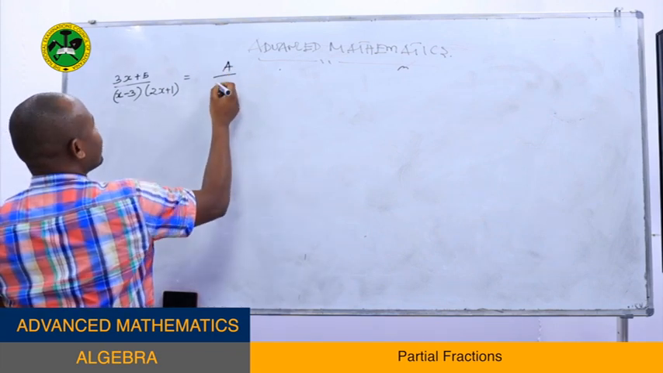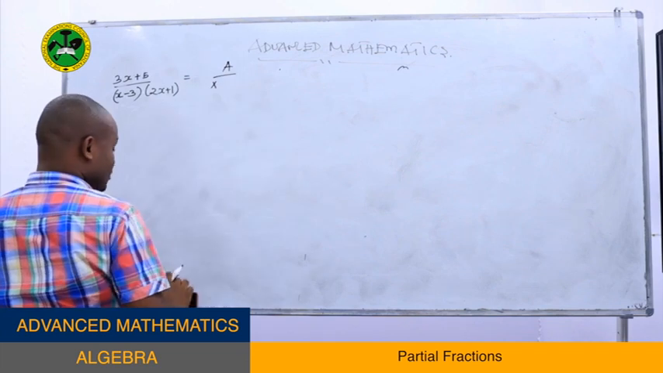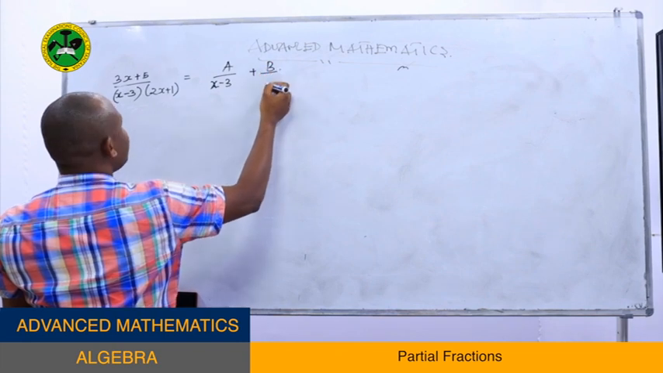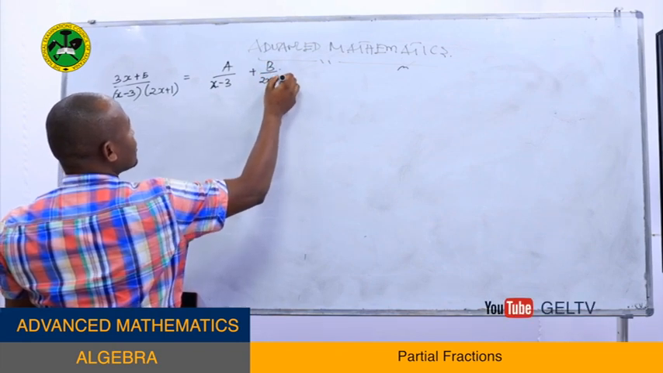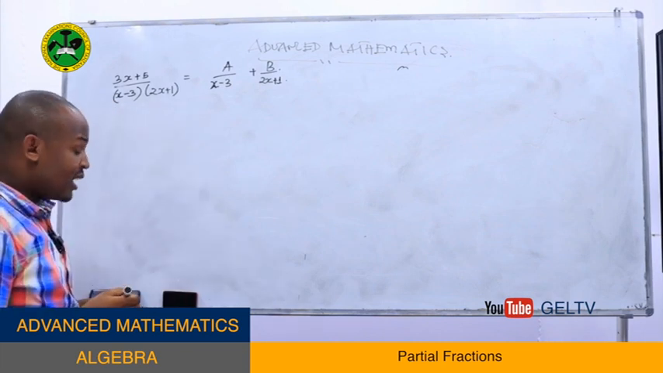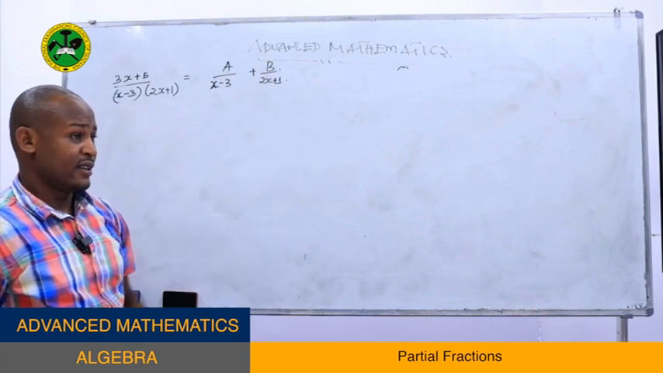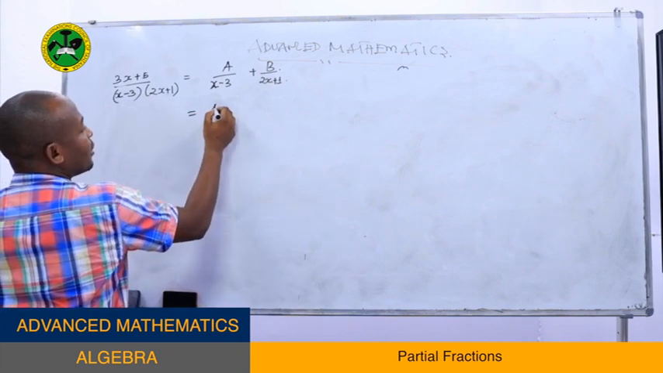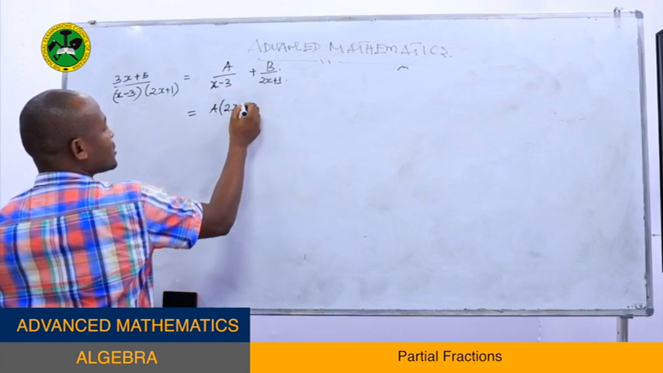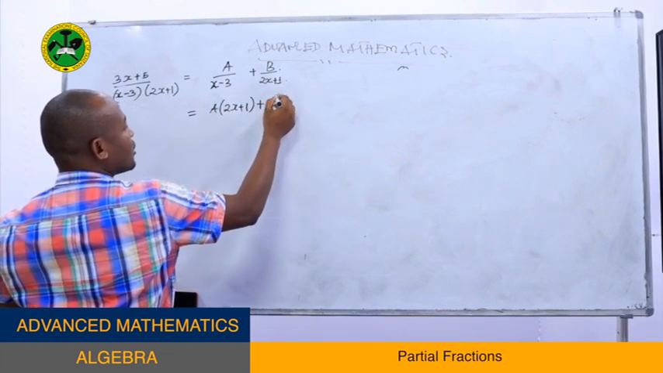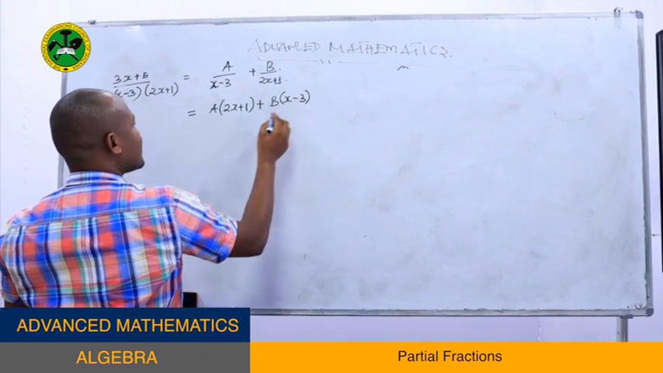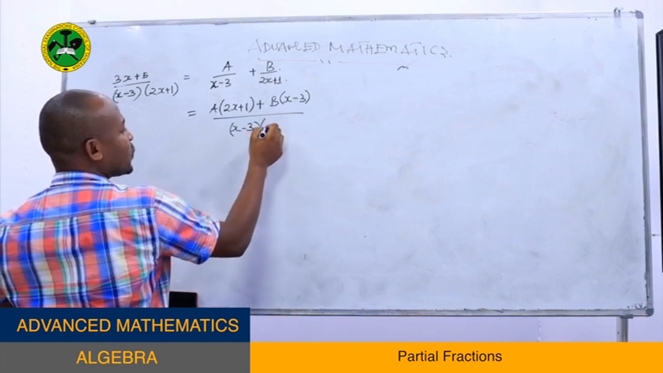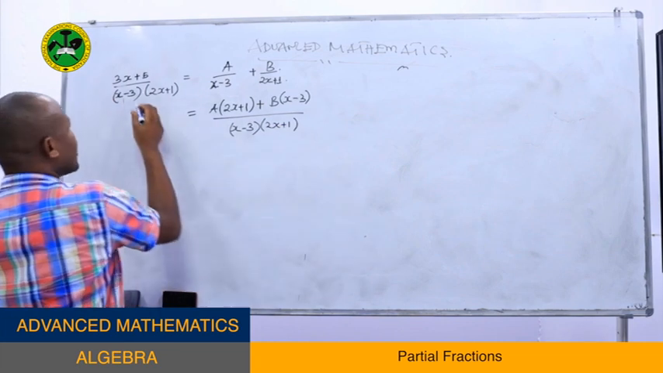It is equal to A over x minus 3, plus B over 2x plus 1. Now let's find the values of A and B. How do we do that? Let's add those. It will be A(2x + 1) plus B(x - 3), over (x - 3)(2x + 1), which is equal to that thing there.